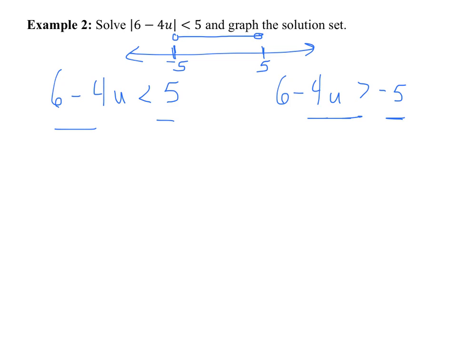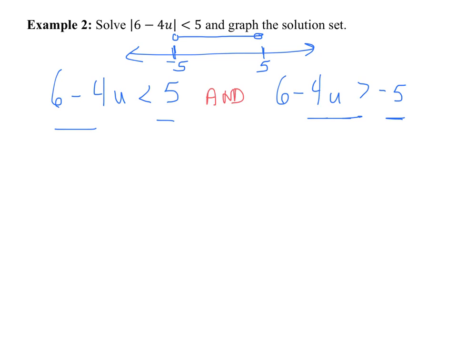Now, that's not our answer. I'm just showing you a little diagram at the top. But that's physically what he's seeing. He's saying the quantity 6 minus 4u, this expression right here, is less than 5. That's everything here. And it's also greater than negative 5, everything this way. So it's this region in between again. It's again an and statement. So if you want to remember, put an and word there in the middle, to remind yourself at the end that you'll get an and statement as your solution.